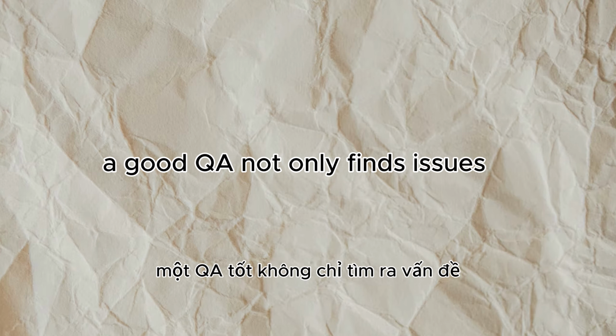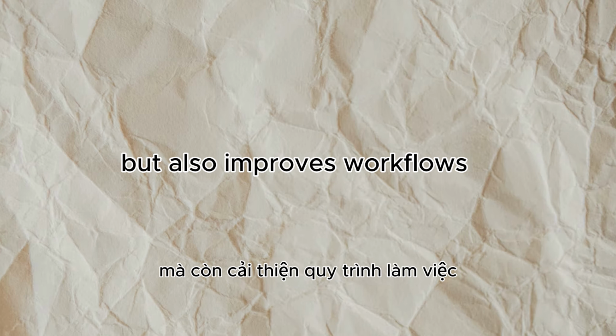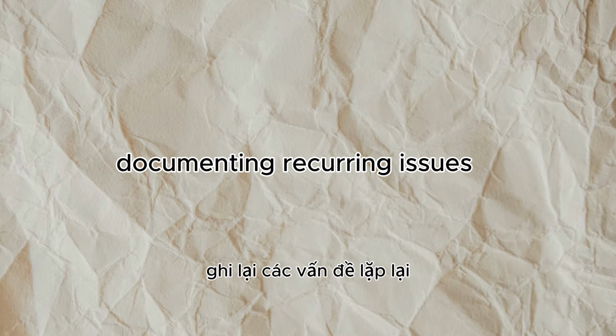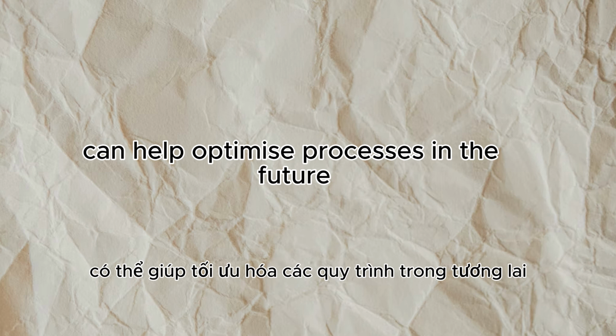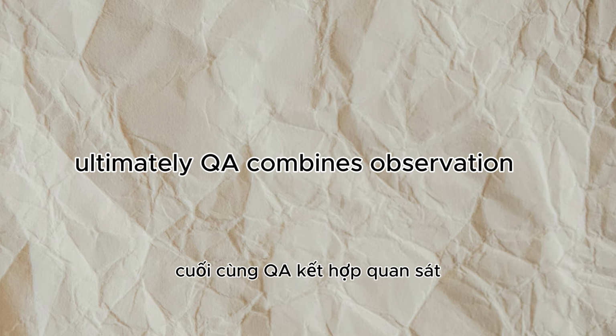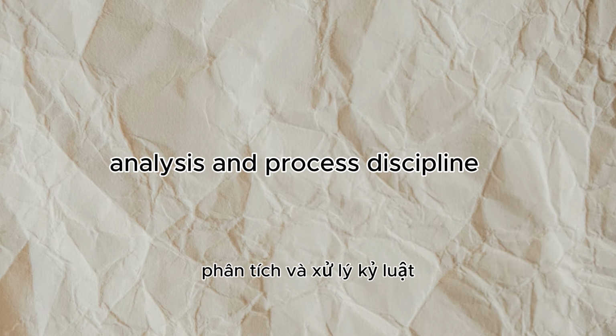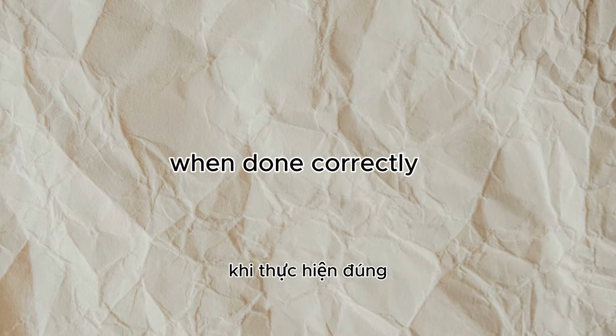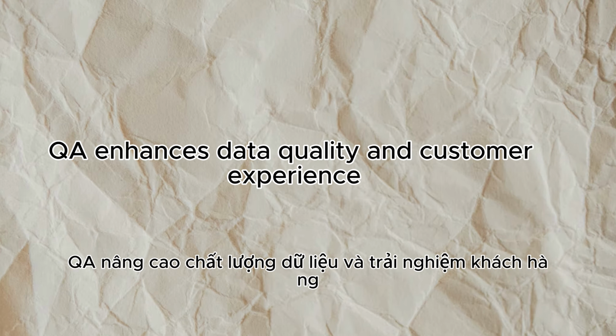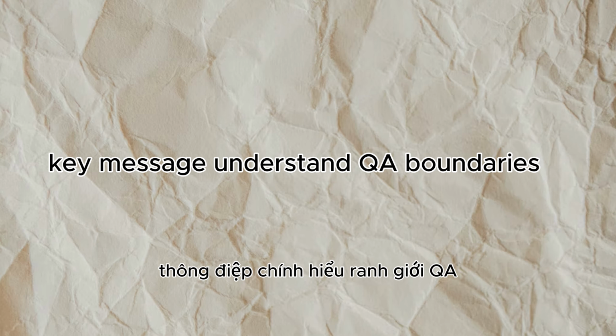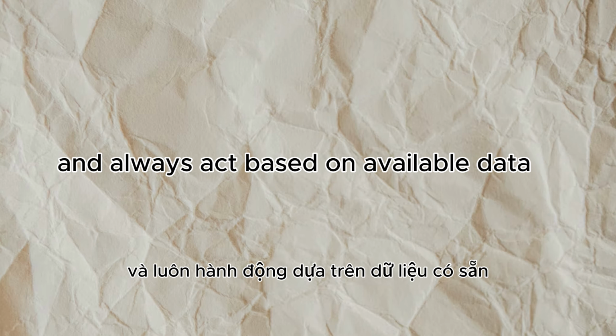A good QA not only finds issues but also improves workflows. Documenting recurring issues can help optimize processes in the future. Ultimately, QA combines observation, analysis, and process discipline. When done correctly, QA enhances data quality and customer experience. Key message: understand QA boundaries and always act based on available data.